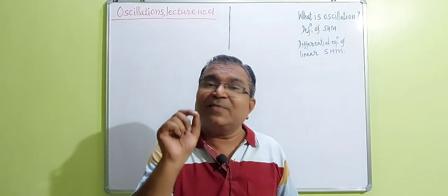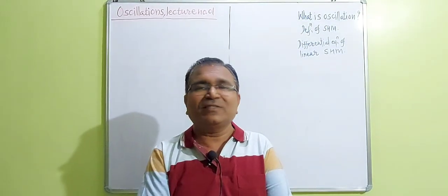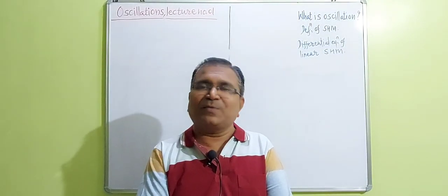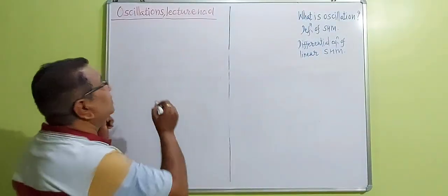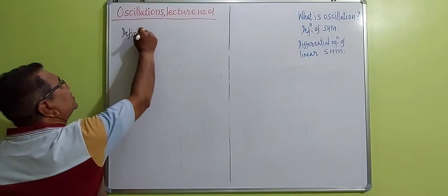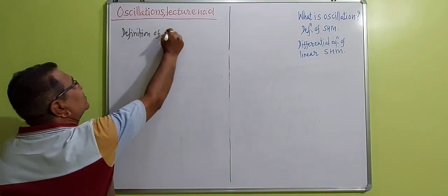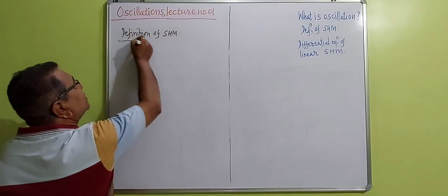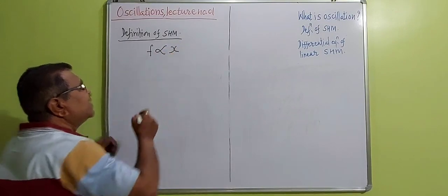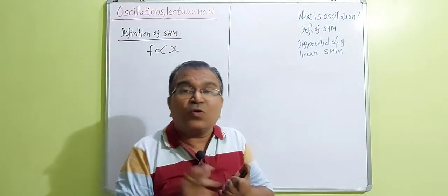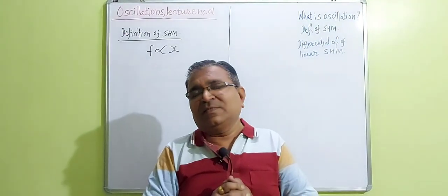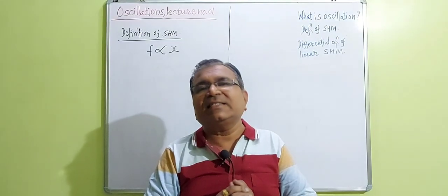While learning the definition of simple harmonic motion, you concentrate on the equation F is directly proportional to x. See here, definition of S.H.M. So we have to concentrate on the equation F is directly proportional to x. What is F? F is the restoring force. What is x? x is the displacement.